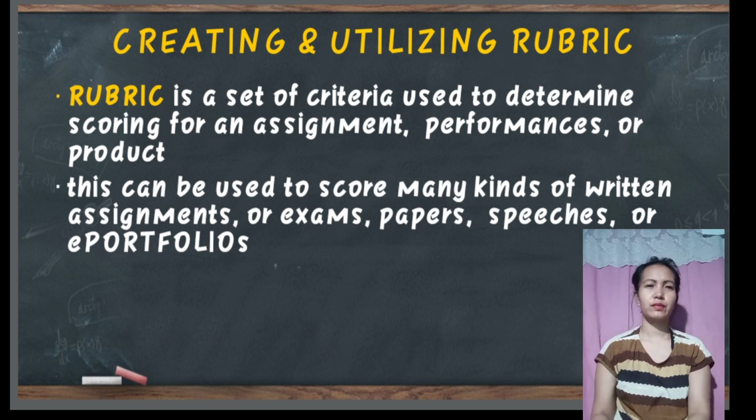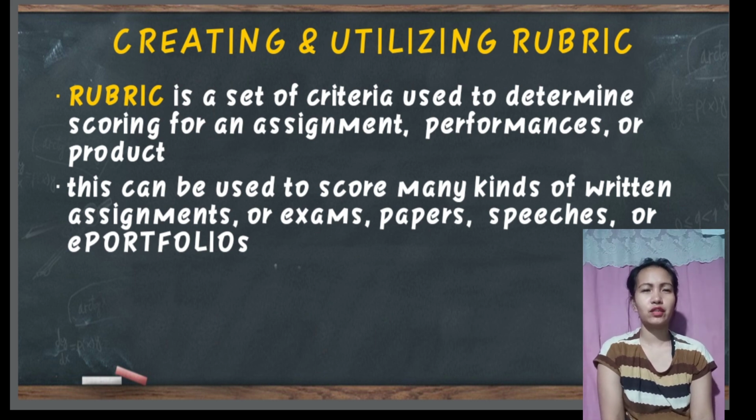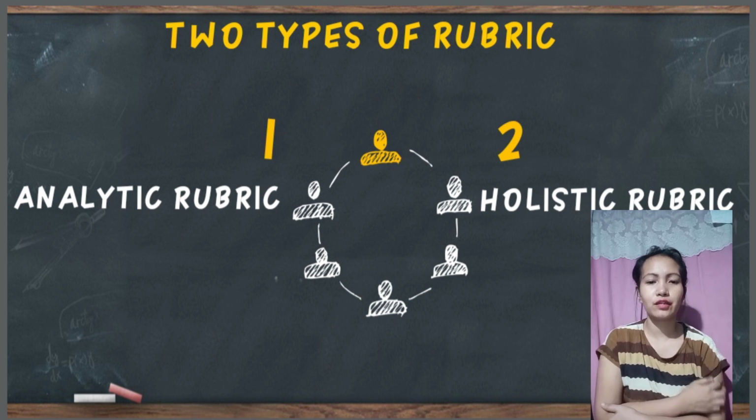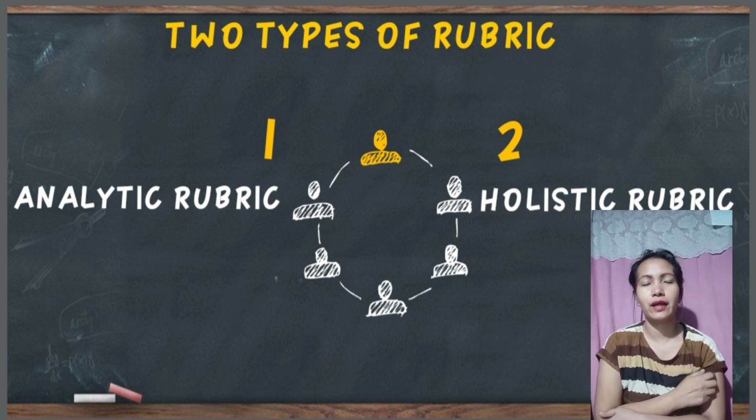Creating and utilizing rubric. Rubric is a set of criteria used to determine scoring for an assignment, performances, or product. Iyon yung statement of purpose or function. Ito rin yung tinatawag na criteria sheet, yung grading scheme, and scoring guide. So, rubric can be used to score many kinds of written assignments or exams, papers, speeches, or e-portfolios. There are two types of rubric. Ito yung analytic rubric and holistic rubric.